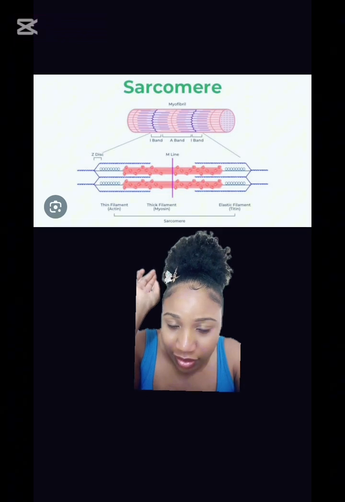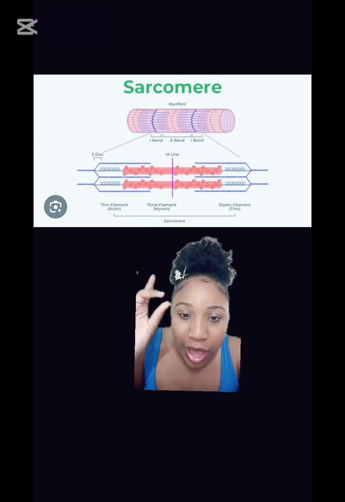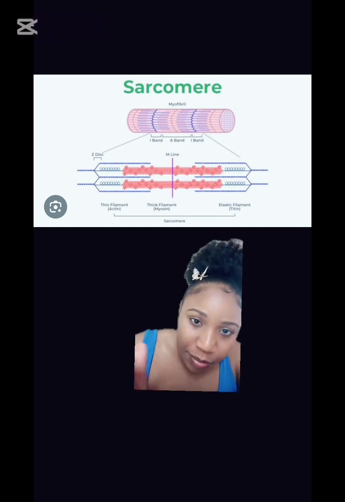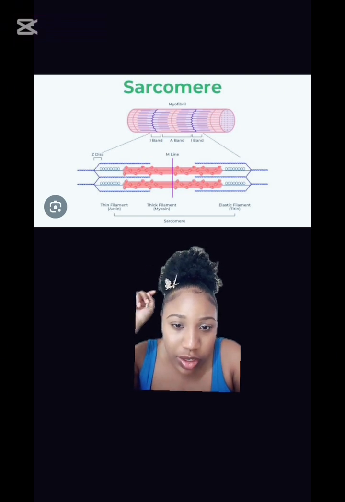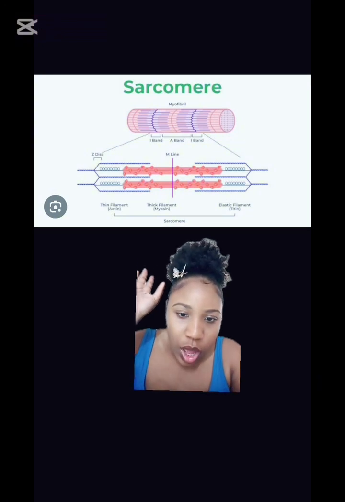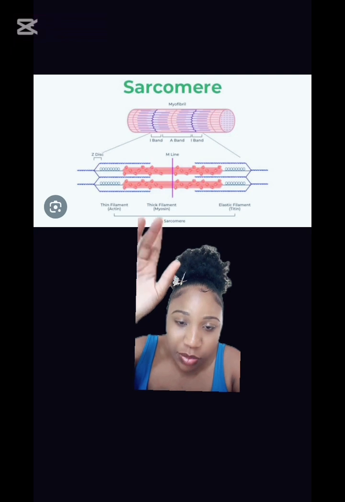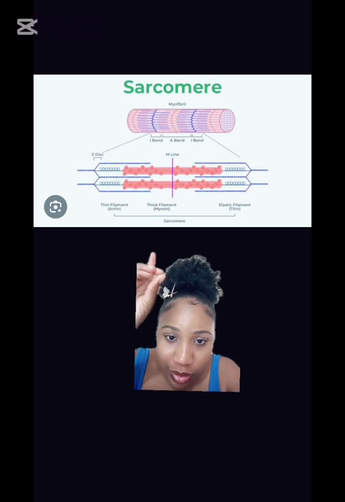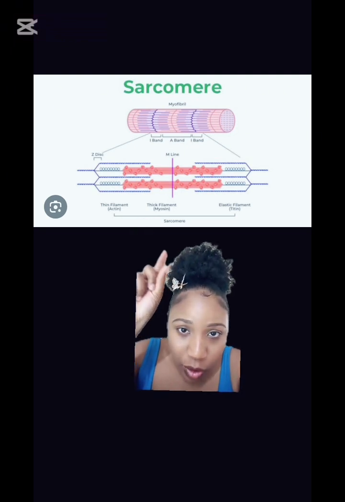which is the little blue line, also known as actin. Alright, so after the sarcoplasmic reticulum releases the calcium, there are two proteins found in the actin, which are troponin and tropomyosin. When the calcium is released by the sarcoplasmic reticulum, the troponin will bind to the calcium, which then lifts up the tropomyosin.